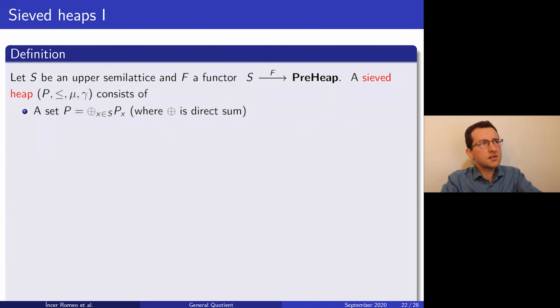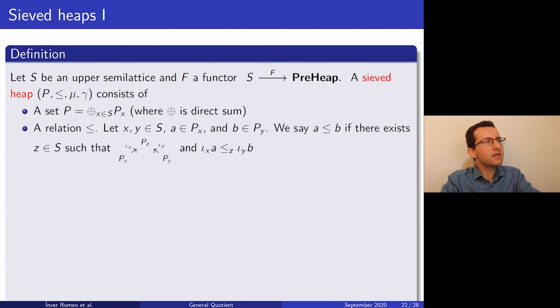Let S be a semi-lattice, an upper semi-lattice, and let F be a functor from the category S to the category of preorder heaps. A seed heap consists of the following. It has a set P, which is the direct sum of all the preorder heap sets indexed by the objects of the semi-lattice. It also has a less than or equal, defined as follows.